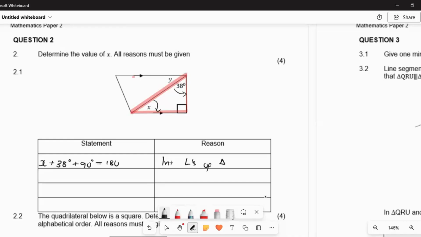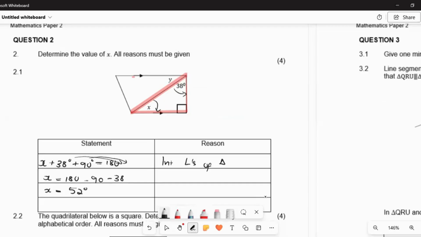So now finally, we're going to just take the 38 to that side and the 90 as well to that side. So we're going to have x equals 180 minus 90 minus 38. Finally, our x equals how much? 180 minus 90 is 90. 90 minus 38 is 52. So our x is 52 degrees, right?